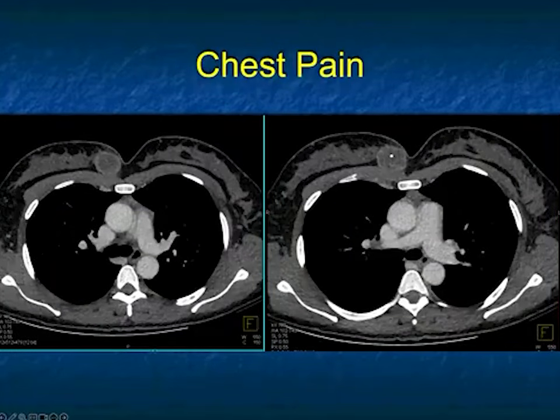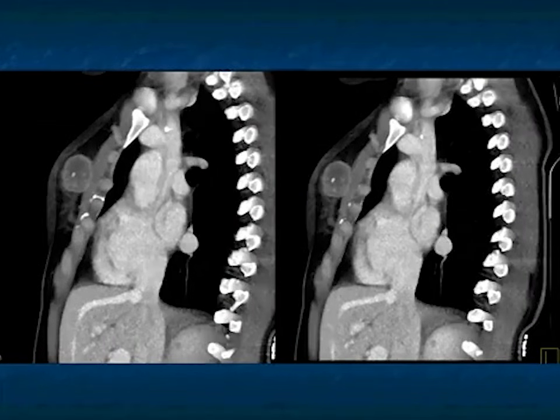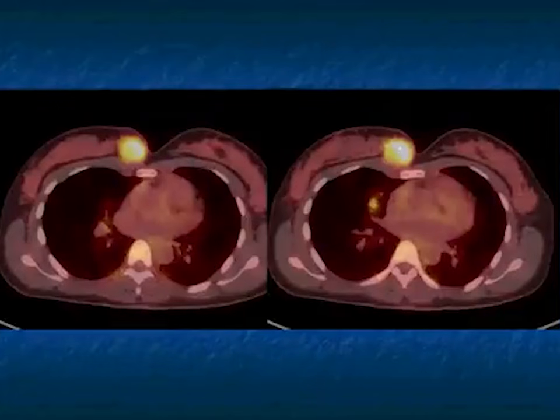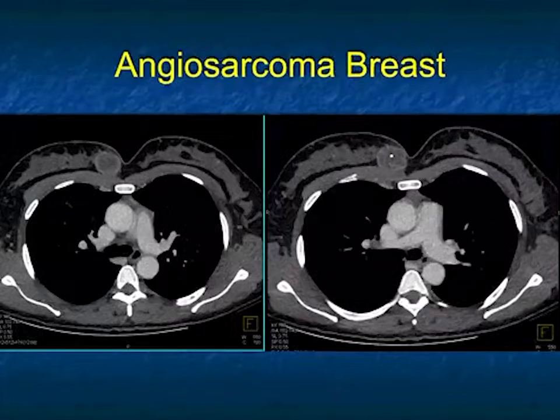Chest pain. There's a mass by the right breast, extending toward the pectoralis major muscle. You would say breast cancer. You would say abscess. There it is again with a calcification. Could be an abscess in the right scenario, but it's solid, enhancing, and really PET avid. There's a node that's PET avid as well. Here's a full scan with also some increased avidity in the left neck. And what was this? An angiosarcoma of the breast.